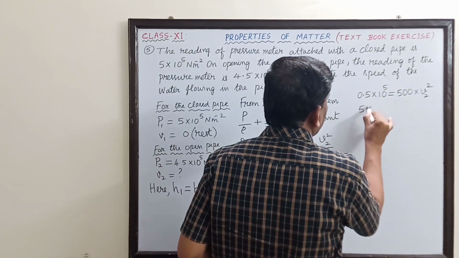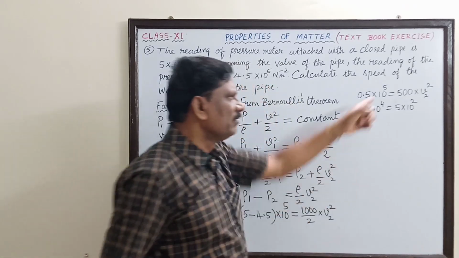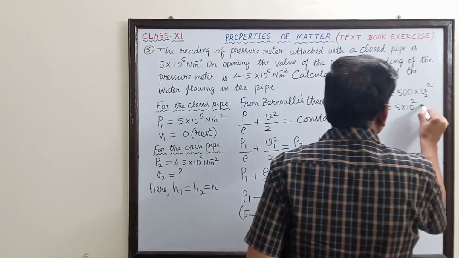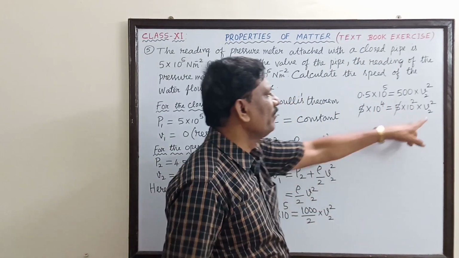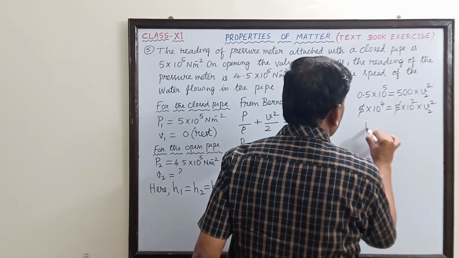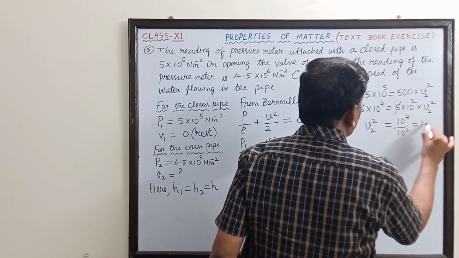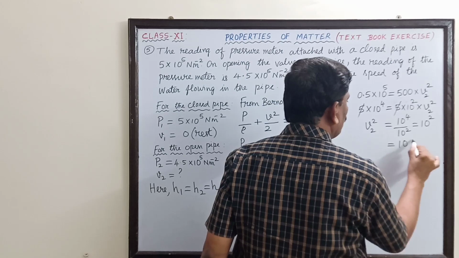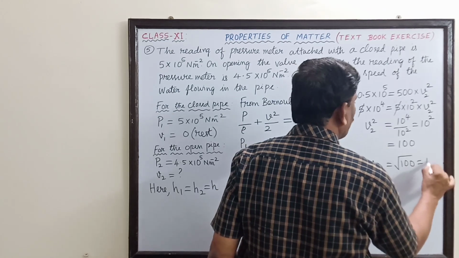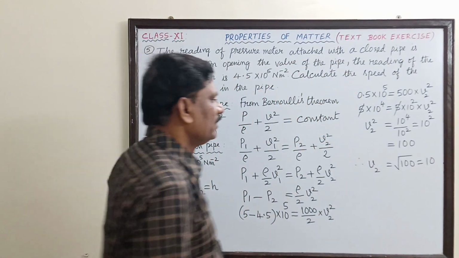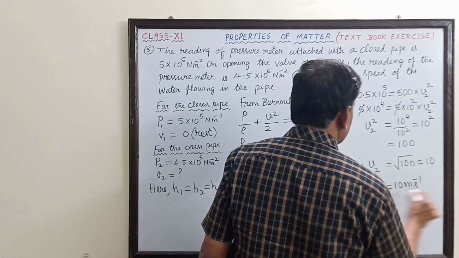So this 5 × 10^4 is equal to 5 × 10^2, since 500 also can be written like this, into V2 square. So these 5 and 5 get cancelled. Therefore, V2 square is 10^4 by 10^2. So this is equal to 10^2, that is equal to 100. Therefore, V2 is equal to the square root of 100, that is equal to 10. Therefore, V2 is equal to 10 meters per second.